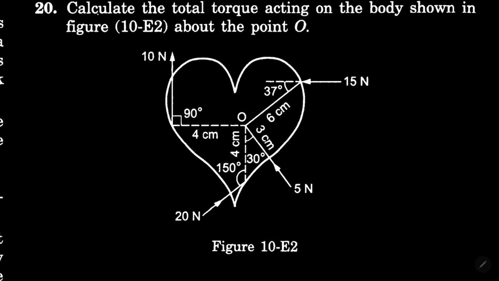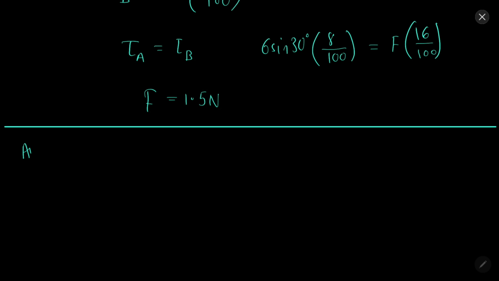In question 20, we need to calculate the total torque acting on the body in the figure shown about point O. Solution 20. If you look at the figure that is given in the question, you will find that torque about any point is equal to total force, we know that, into the perpendicular distance. Okay, so now we will assume that anti-clockwise torque is positive and clockwise torque is negative. We will assume this.